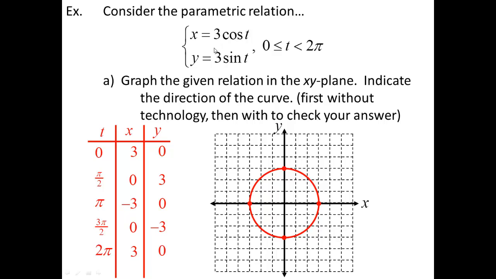Now, I could also turn this into an ellipse simply by making these numbers different. If this were 3 and this were 2, it would go 3 in the x direction, 2 in the y direction. Again, that's an ellipse, an elongated circle. Indicate the direction of the curve. We're going in this direction. And of course, we could do this on the calculator, but I'm going to go ahead and skip that. Hopefully, we've got that point by now.